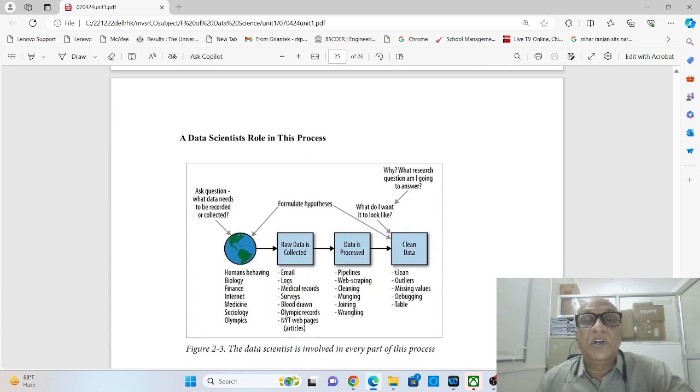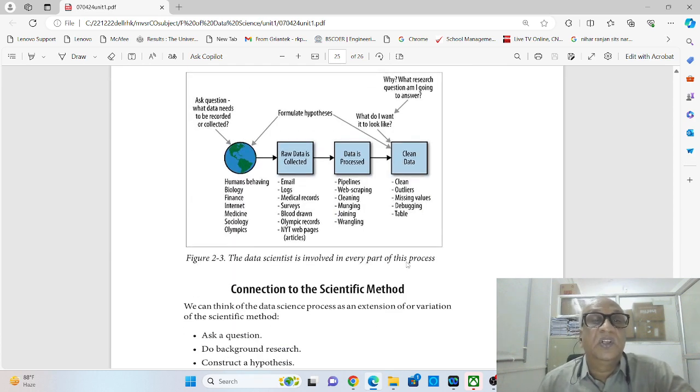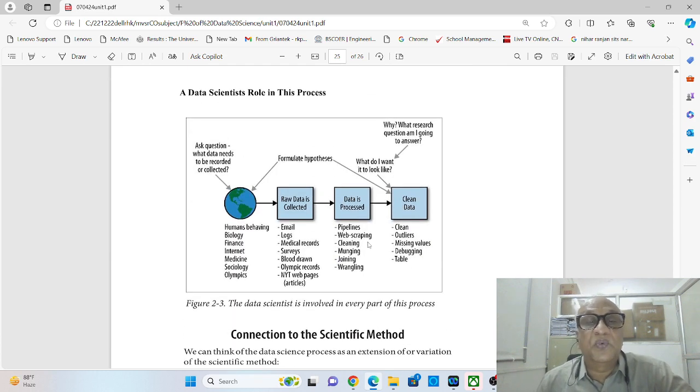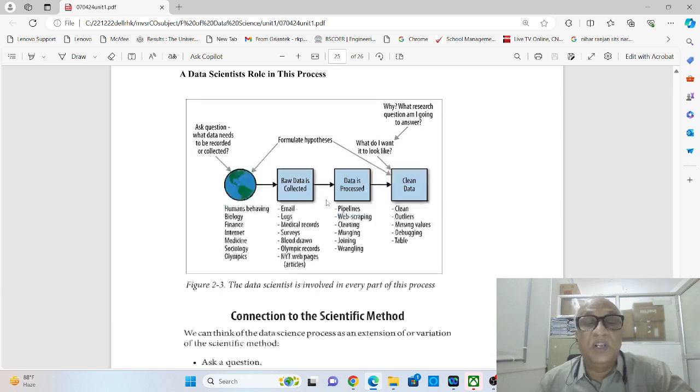Now, what is the role of a data scientist? This is the data process wherein we are saying this is my real world, data is collected, data is processed, data is cleaned. But is it without human intervention? Definitely there is a human intervention, and that human intervention is the data scientist. He may be asking a lot of questions. What kind of data needs to be recorded? He may be formulating hypotheses. He may be questioning what do I want the data to look like. He may be questioning why, what research question am I going to answer.